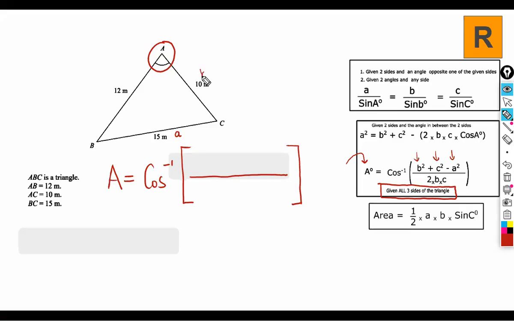If here's capital B, over here's common B. If here's capital C, over here's common C. So B is how much? 10. So we say 10 squared plus C is how much? 12. 12 squared minus A squared, which is 15 squared. Underneath is 2 multiplied by common B and common C. Common B and C are 10 and 12.